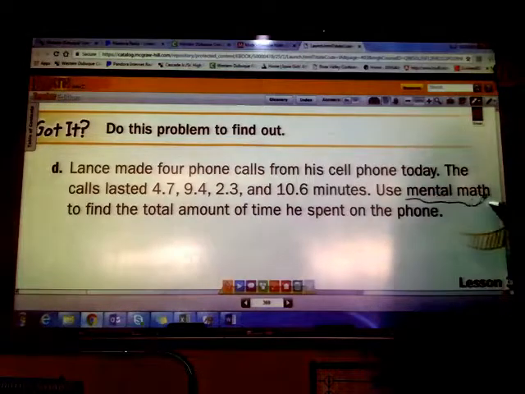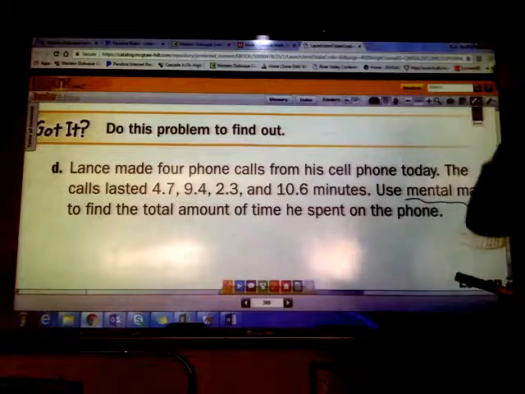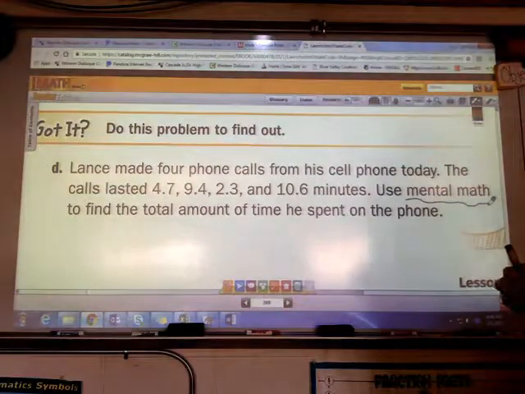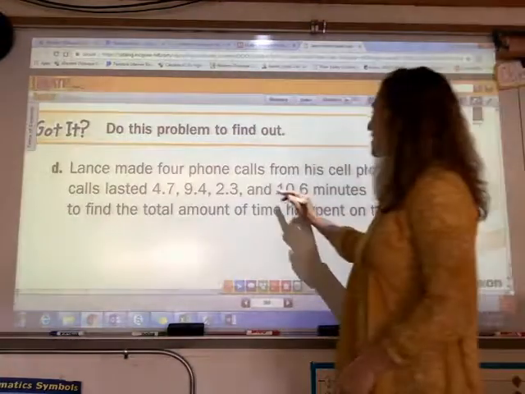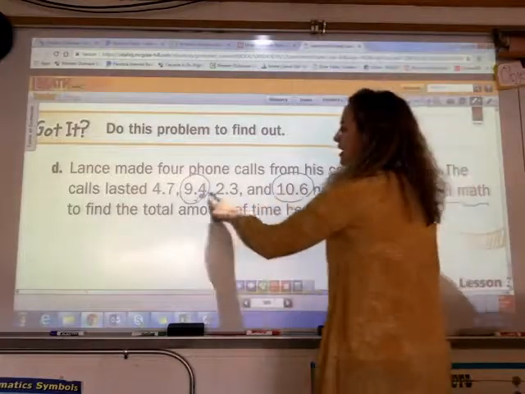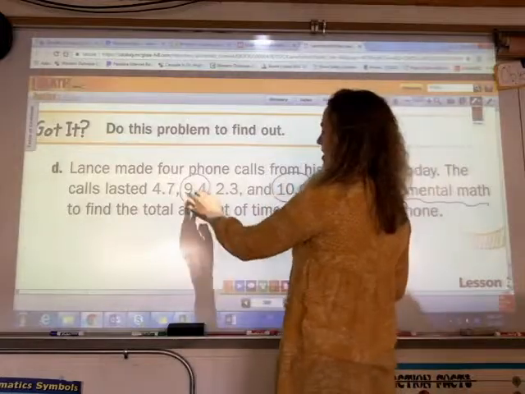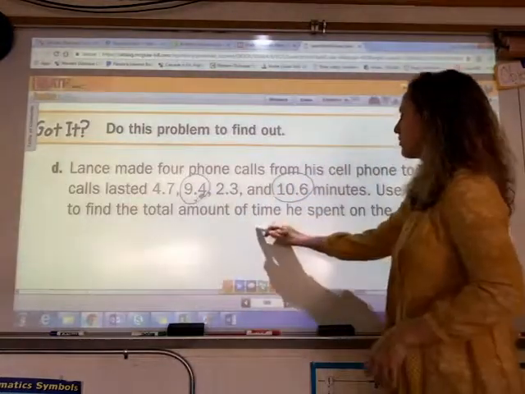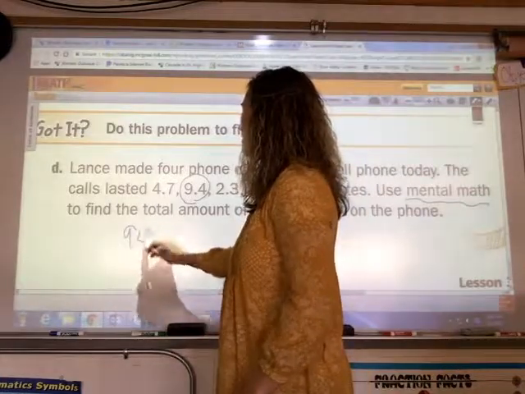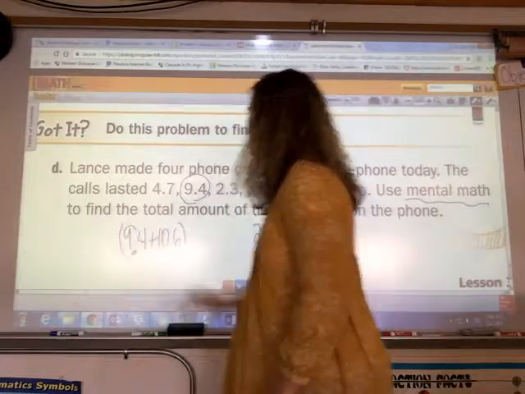Where you're looking at mental math. Lance made 4 phone calls from his cell phone today. The calls lasted 4 7/10, 9.4, 2.3, and 10.6 minutes. Use mental math. I'm thinking I would probably group 10.6 and 9.4 together. The reason being, I know 6 plus 4 would give me 10, so that gives me a 0 there. I can carry over 1, 10 plus 9 would be 19, plus another 1 would be 20. So again, I'm technically thinking 9.4 plus 10.6. I'm going to group those two together.